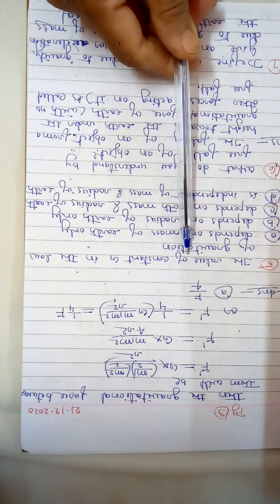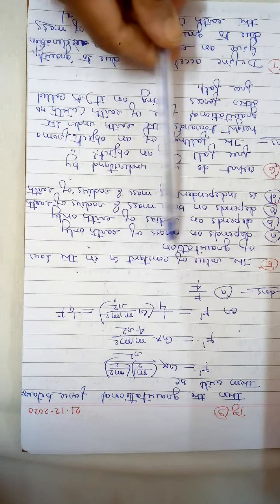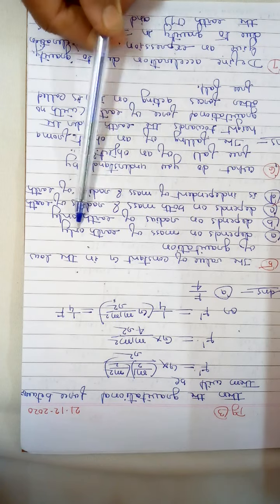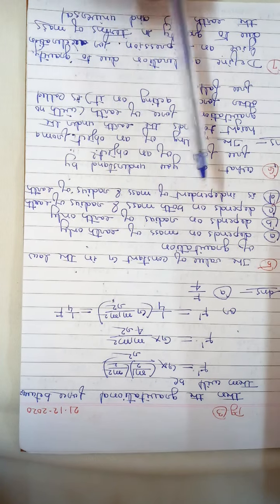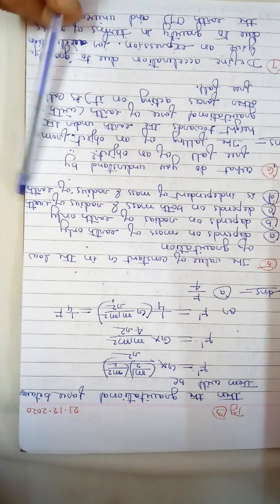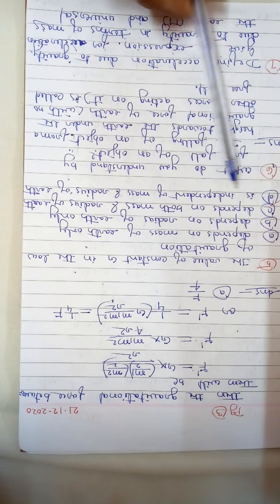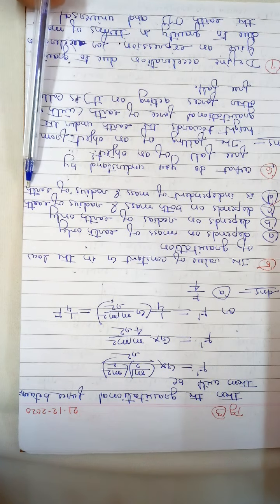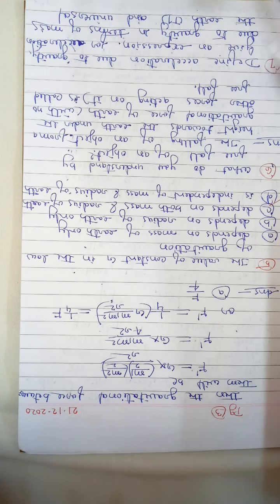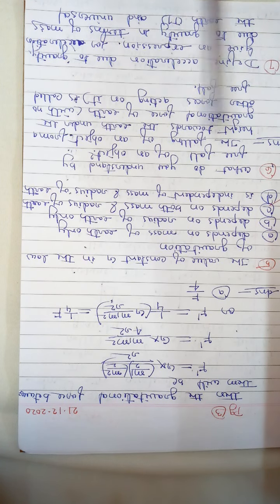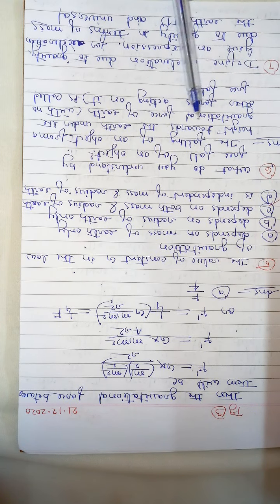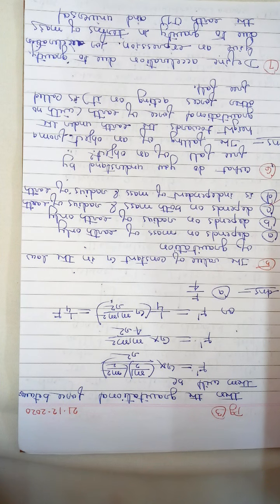The next question: the value of constant G in the law of gravitation depends on mass of earth only, depends on radius of earth only, depends on both mass and radius of earth, or is independent of mass and radius of earth. So as we have discussed earlier, it is independent of mass and radius of earth. Now what do you understand by free fall of an object? The falling of an object from a height towards the earth under the gravitational force of earth with no other forces acting on it is called free fall.